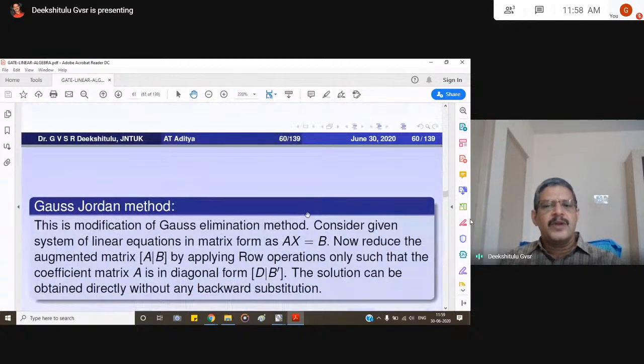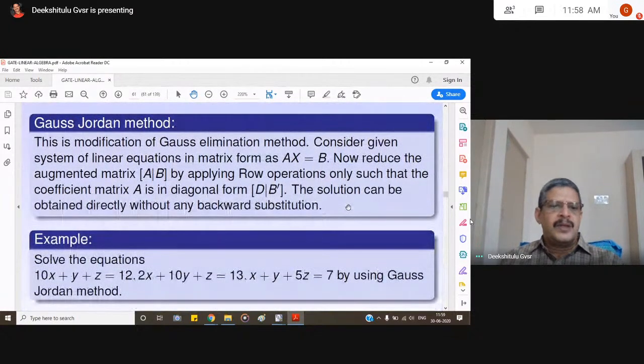Some exercise problems. Gauss-Jordan method. The only difference between the Gauss-Jordan method and Gauss elimination method is that in Gauss elimination we reduce the augmented matrix into an upper triangular matrix, but here we reduce the matrix A in the augmented matrix into a diagonal matrix. Then obviously B also changes to B dash. Then we find the solution.